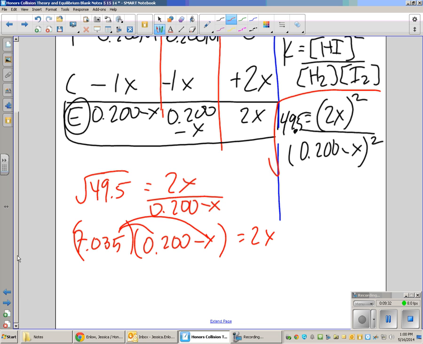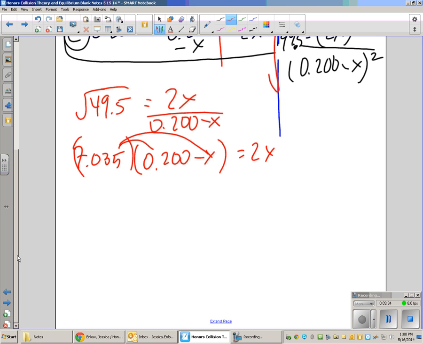Distribute, right? So 7.035 times 0.2 is 1.407. And then how does this happen? What happens with this x? Minus 7.035x is equal to 2x, and then what do I do?